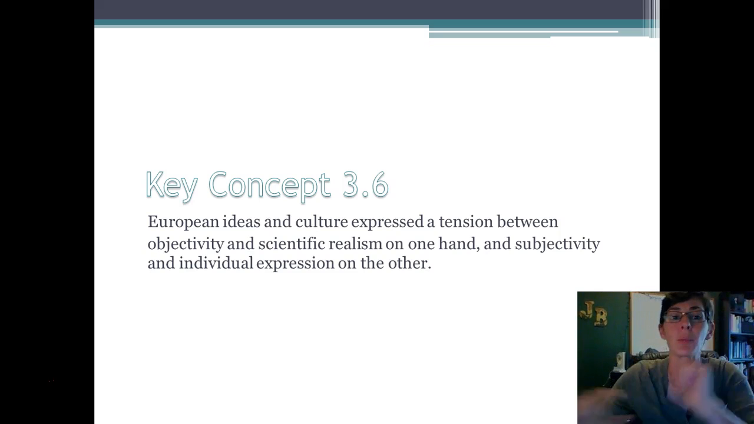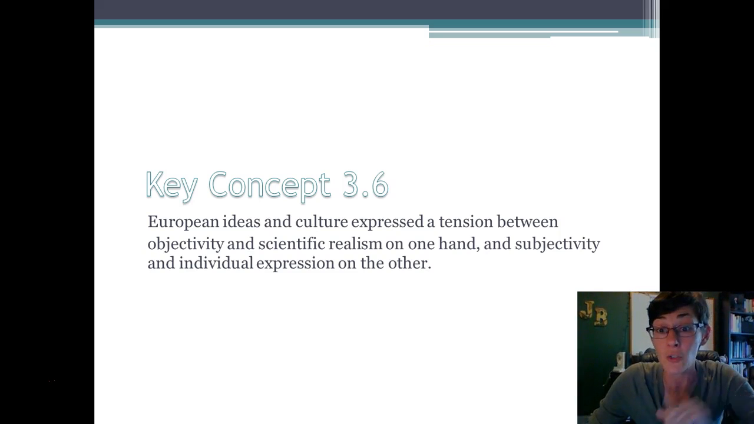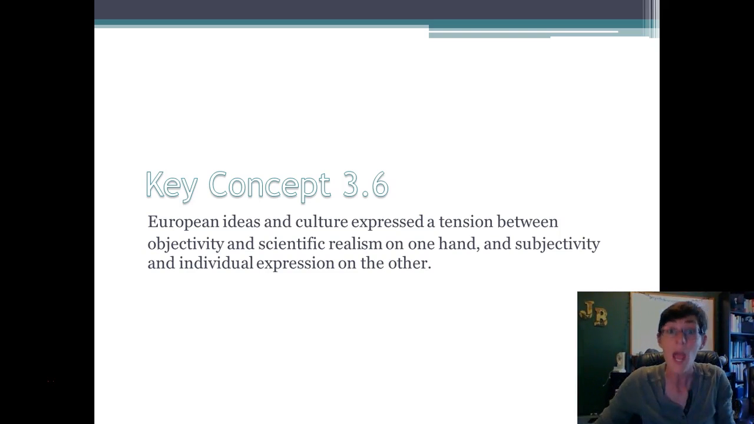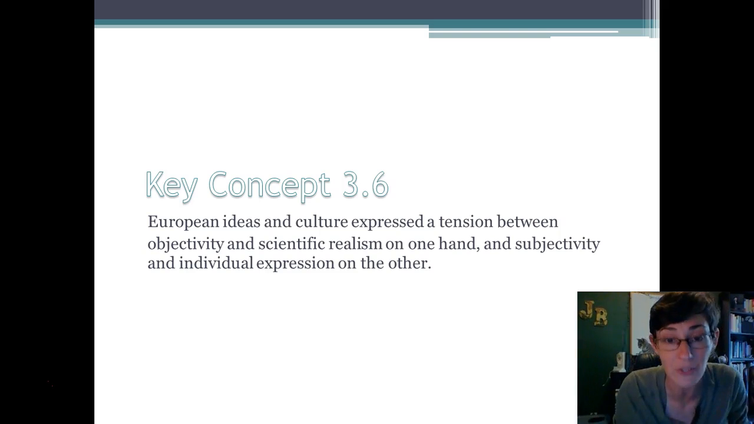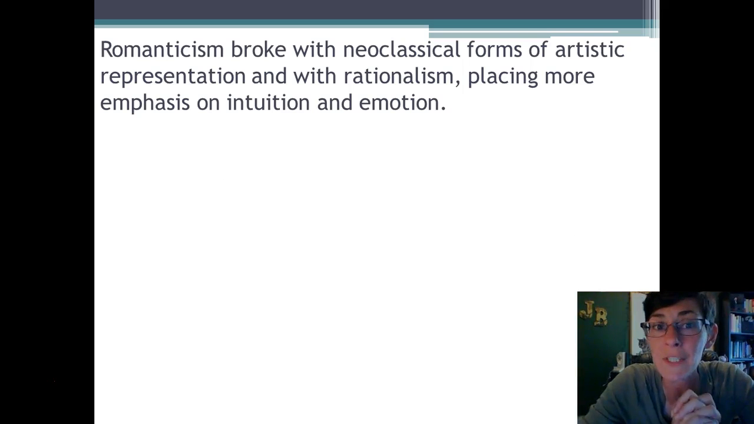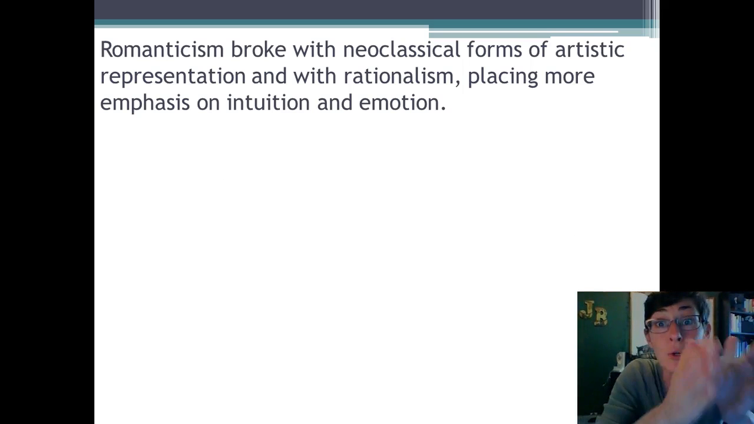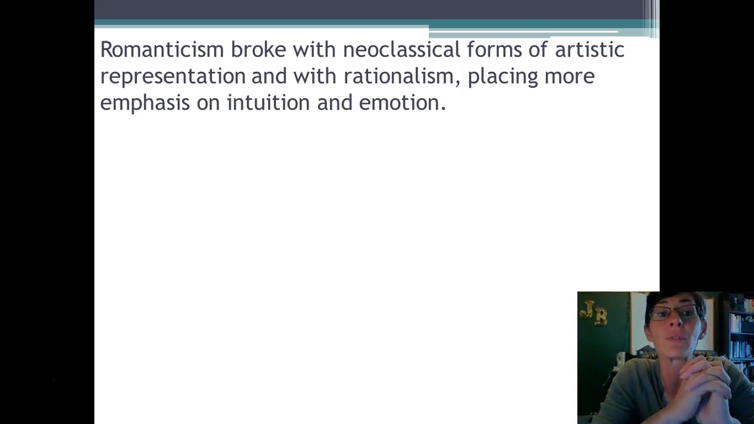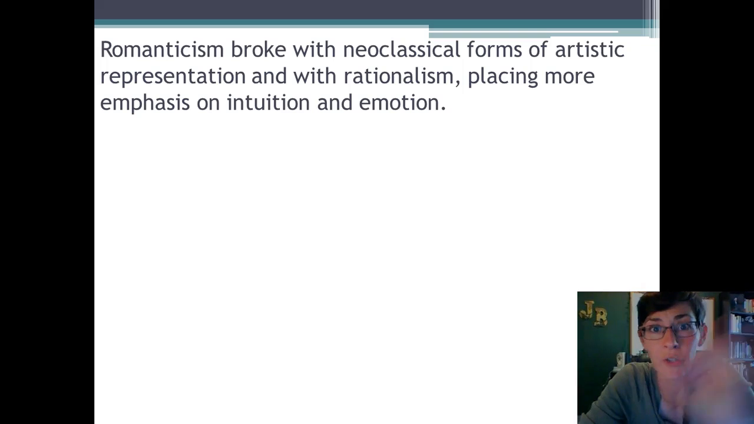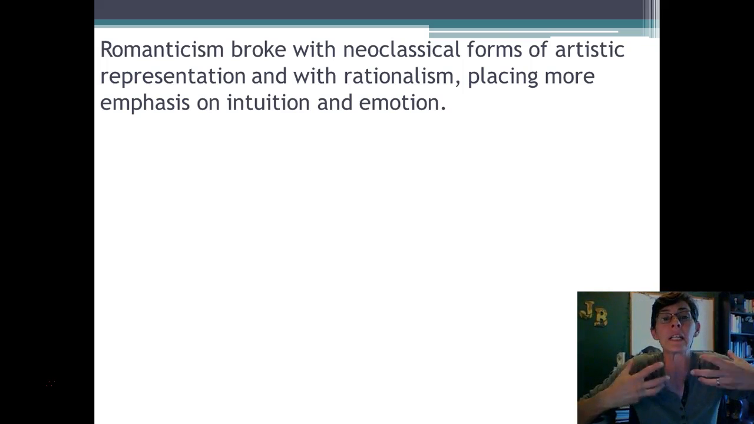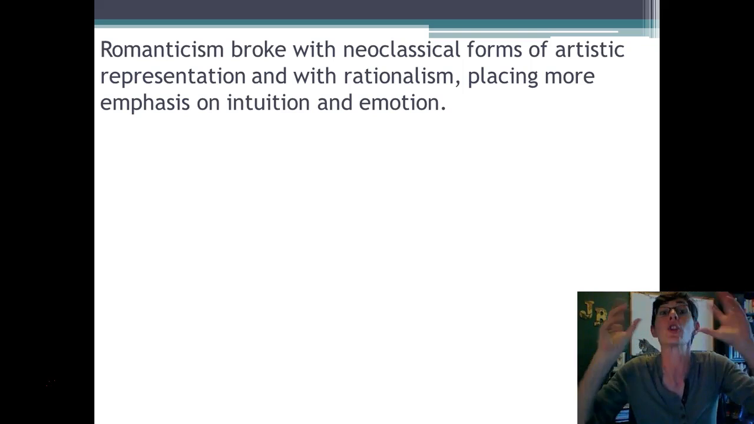Now let's move on to key concept 3.6. European ideas and culture expressed a tension between objectivity and scientific realism on one hand, and subjectivity and individual expression on the other. Enter art movements like Romanticism and the development of modernism and so forth. So Romanticism directly broke with neoclassical, which is more Enlightenment, forms of artistic representation and with rationalism. And they placed a much greater emphasis on intuition and emotion and this overarching need to directly connect with nature and the larger universe.